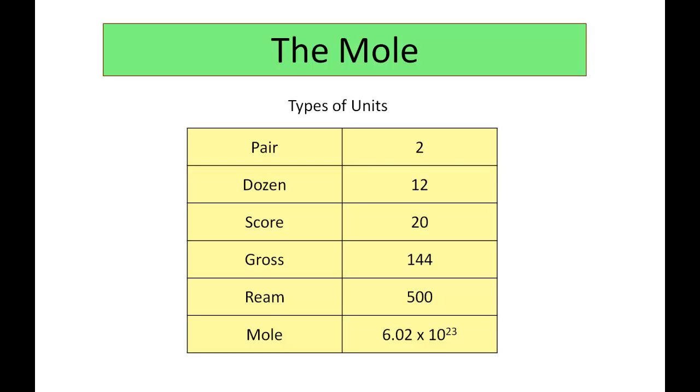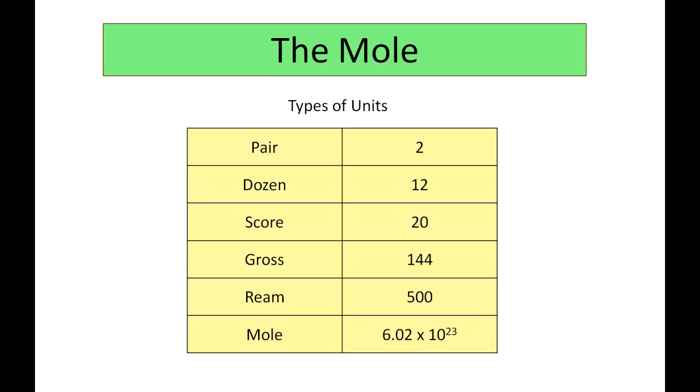So before we get into the unit of the mole, let's talk about other units that we see in our everyday life. For example, if I say I have a pair of shoes, I have 2 shoes. If I say I have a dozen eggs, I have 12 eggs. If I say 4 score and 7 years ago, a score represents 20 years. A gross is a dozen dozens, so that's 144. And if I say I have a ream of paper, I have 500 sheets of paper. A mole is nothing different than any of these other units. It just represents a different quantity.